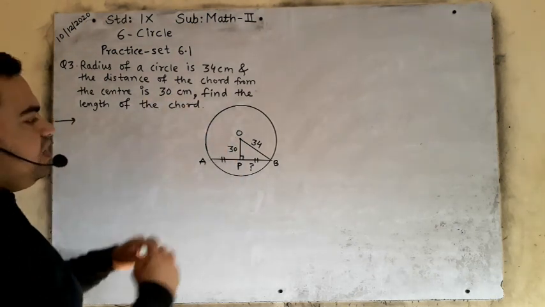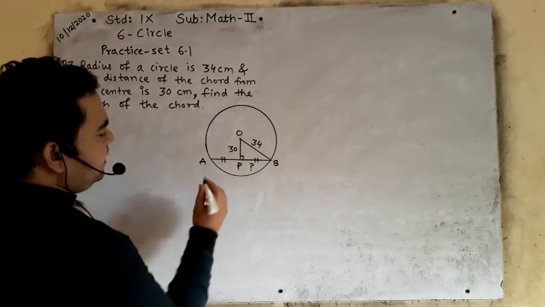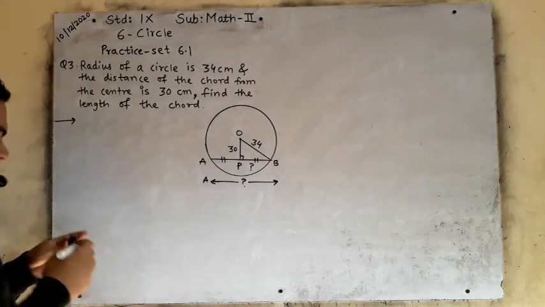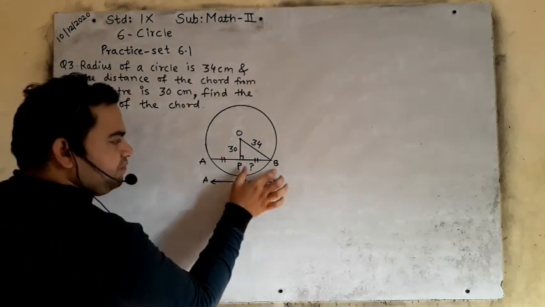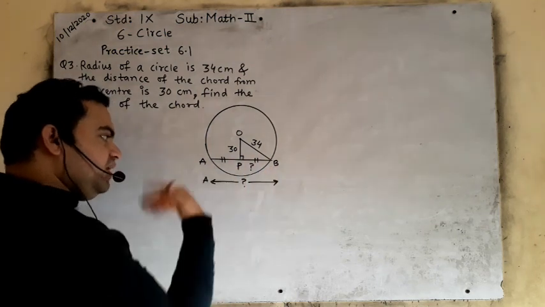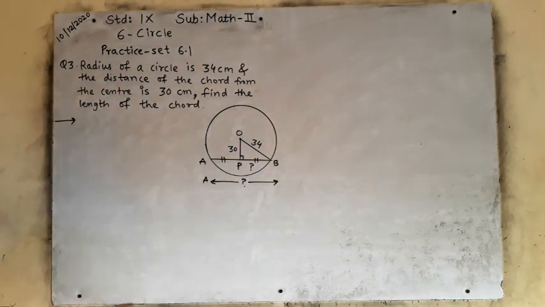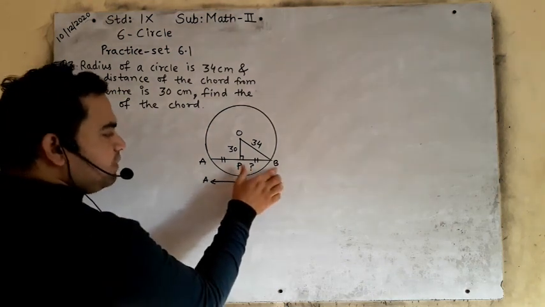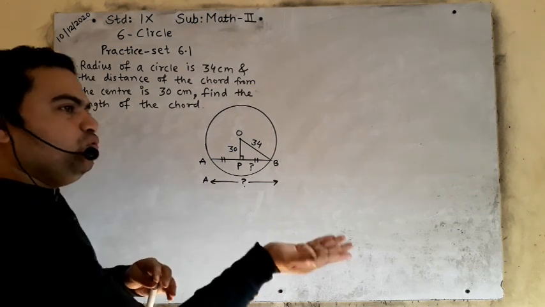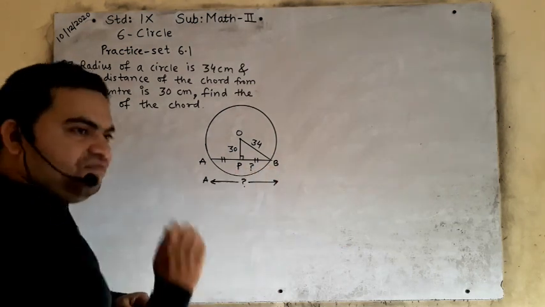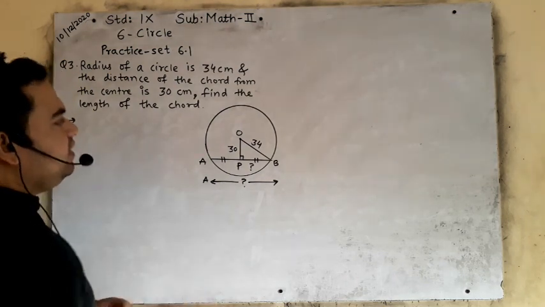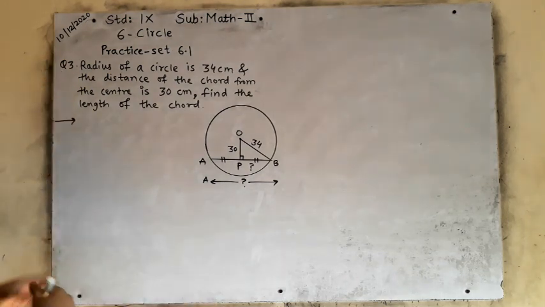Find the length of the chord. It means we have to find AB. First we will find out PB, which is half of AB. Then we will double PB. So if you know PB, suppose PB is 20, AB will be 20 multiplied by 2, 40. If PB is 15, AB will be 15 multiplied by 2, 30. Is it clear? This is how we have to find the chord.